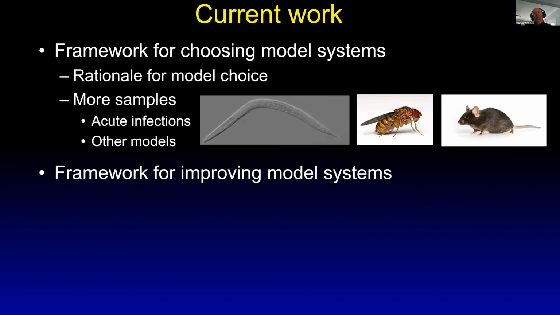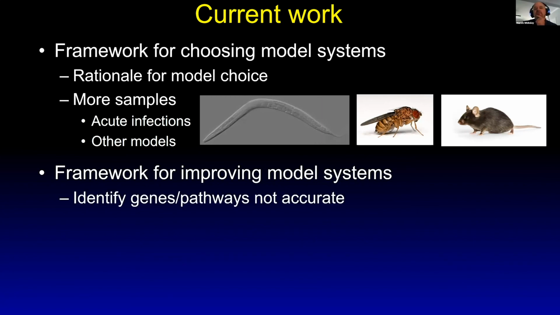But the other thing is that the way to think about this is really a framework for improving a model system. And what do I mean by that? Just like using a CF strain, we've actually been identifying genes and pathways that are not accurate. And the beauty of Pseudomonas is that they're literally grown in the presence of all kinds of different molecules. And by integrating that data in these network analyses, one can actually begin to modify models.